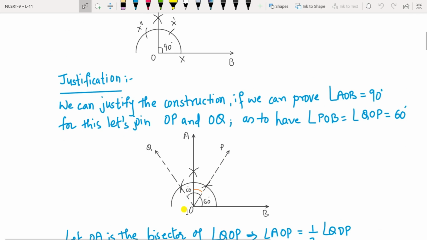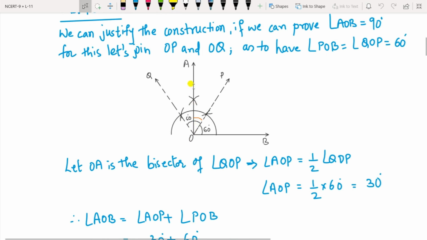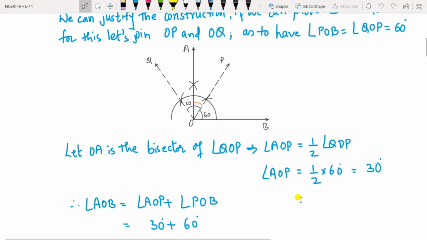For justification, construct lines OP and OQ at 60 and 120. Now from 60 to 90 the difference is 30, and from 90 to 120 the difference is also 30. The total angle QOP will become 30 plus 30, that is 60. Therefore, OA will be the bisector of angle QOP. Got it? So OA is the bisector of angle QOP, and therefore angle AOP will be half of QOP. So AOP is equal to half of 60, that is 30.